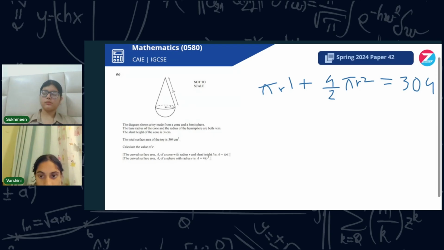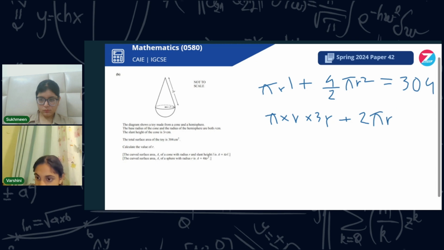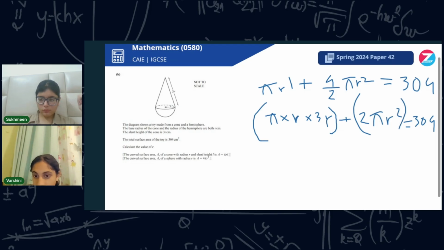And we also know L over here is 3r. So we want to get rid of all these extra variables. So we can say pi into, and remember, it's going to be r into 3r, plus, and 4 by 2 is 2, so that's going to be 2 pi r squared equals 304. So now let's put the brackets over here, remember, don't forget the brackets.